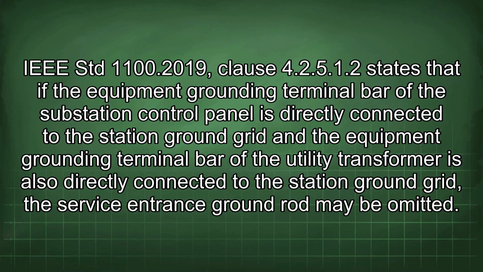IEEE Std 1100-2019 Clause 4.25.12 states that if the equipment grounding terminal bar of the substation control panel is directly connected to the station ground grid and the equipment grounding terminal bar of the utility transformer is also directly connected to the station ground grid, the service entrance ground rod may be omitted.